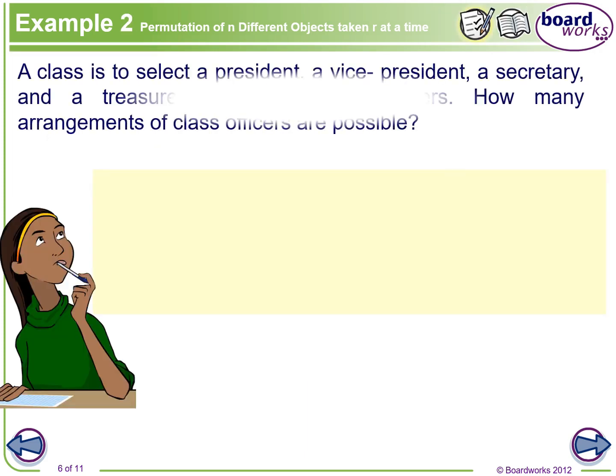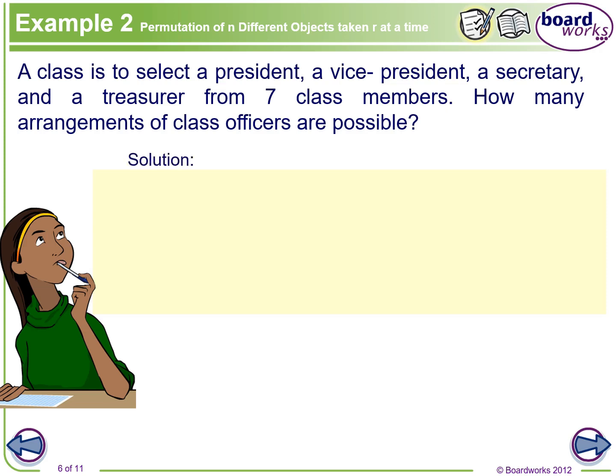Number 2. This is a permutation of n different objects taken r at a time. A class is to select a president, a vice president, a secretary, and a treasurer from 7 class members. How many arrangements of class officers are possible? So n is equal to 7. r is equal to 4. Why 4? 1 president, 1 vice president, 1 secretary, 1 treasurer, which is equal to 4.